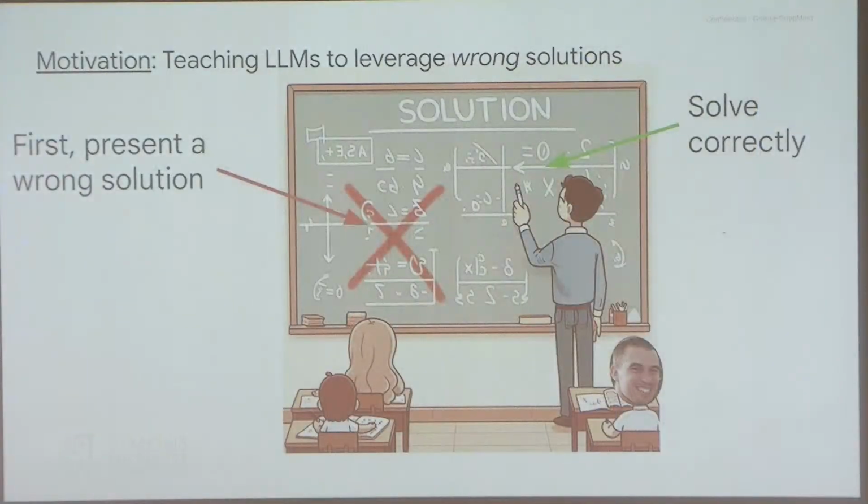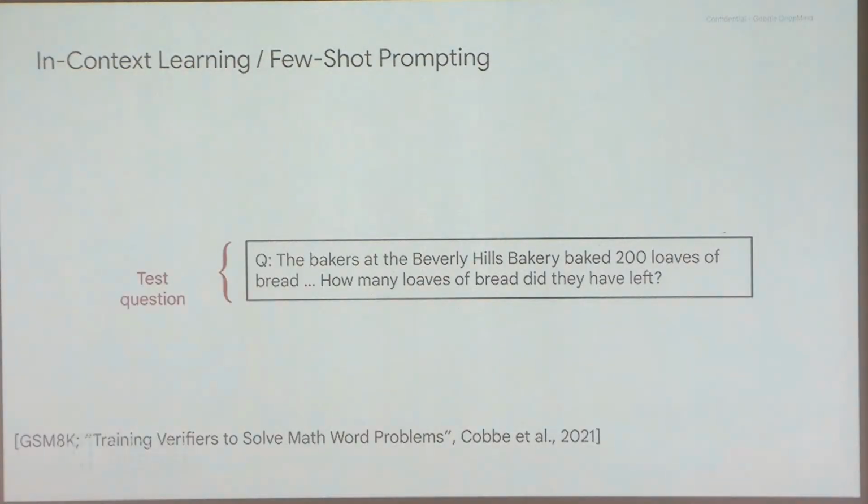So with this motivation in mind, we wanted to see if we can teach LLMs to leverage wrong solutions when we know that they are the wrong solutions. Specifically, the kind of questions we were interested in were reasoning questions, similar to the questions from the GSM8K benchmark, such as: the bakers at the Beverly Hills Bakery baked 200 loaves of bread. Some were sold, some were returned. And the question is, eventually, how many loaves of bread did they have left by the end of the day?